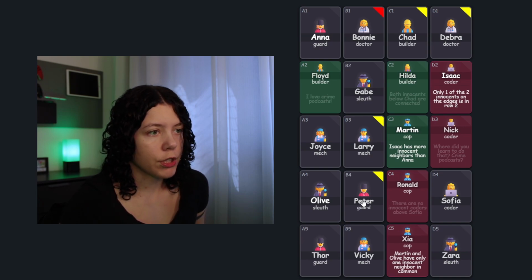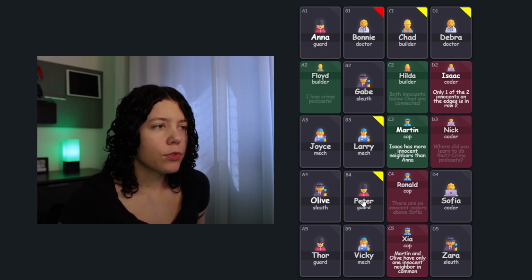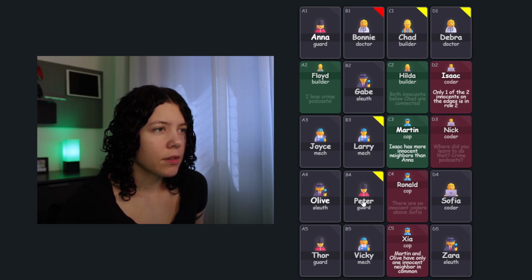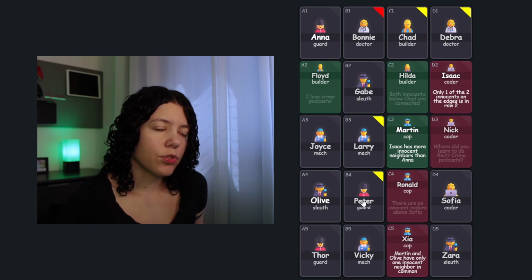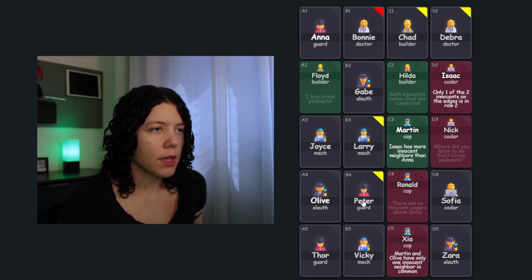I'm confused because it seems like I'm missing someone that I should have opened already. Isaac's clue doesn't tell us about the total of innocents in row 2. It just tells us about the total of innocents on the edges.